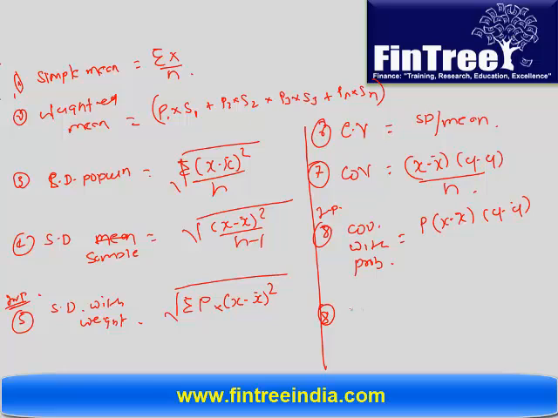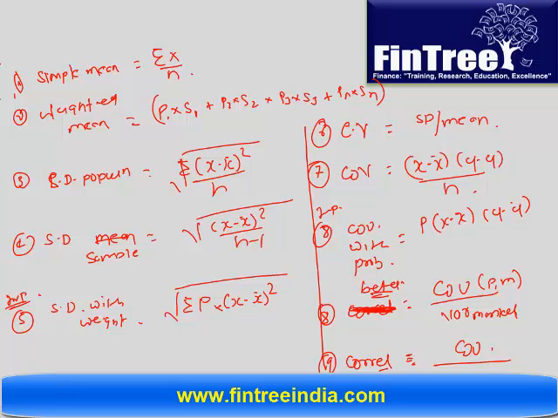Then the next formula is going to be beta, which is simply covariance divided by variance of market. So covariance between security P and M divided by variance of market. Sorry, I made a mistake here. This was the formula for beta, which is covariance divided by variance. And then ninth formula, which is for correlation, which is covariance divided by standard deviation of A into standard deviation of B.